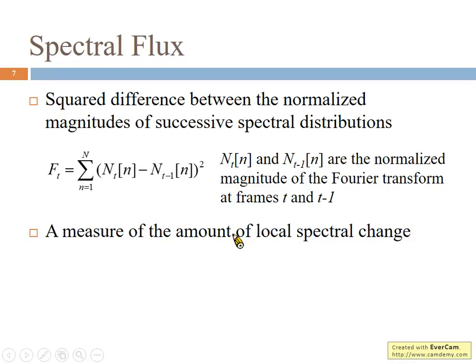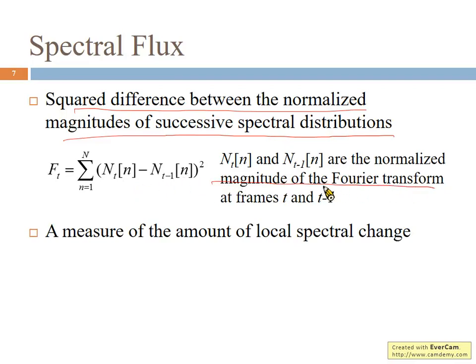Also, spectral flux. It's the squared difference between the normalized magnitudes of successive spectral distributions. Here, N_t[n] and N_{t-1}[n] are the normalized magnitudes of the Fourier transform at frames t and t minus 1. So this is a very simple feature. We just take the difference between the consecutive two frames and then take the square and sum together. This is the spectral flux.